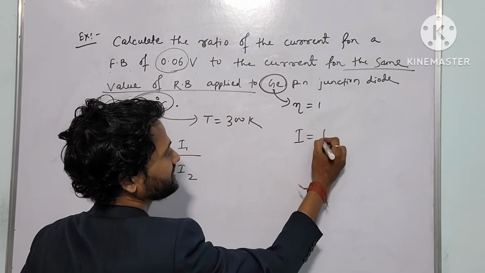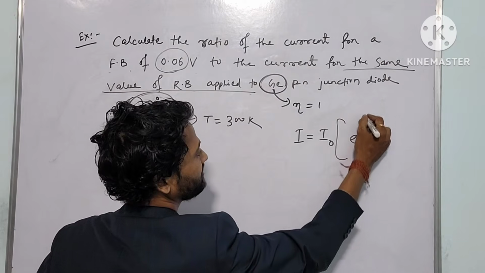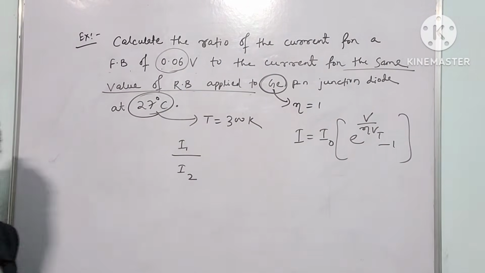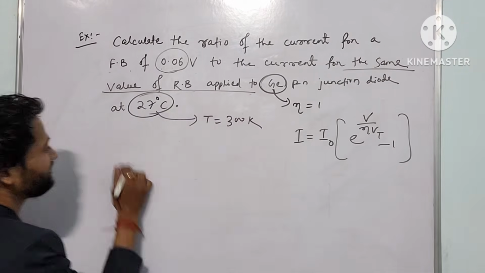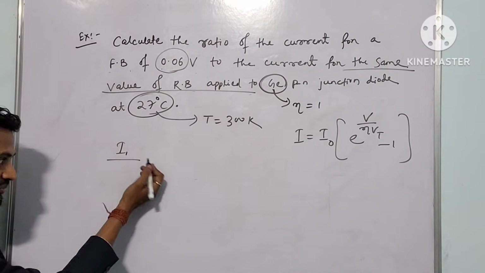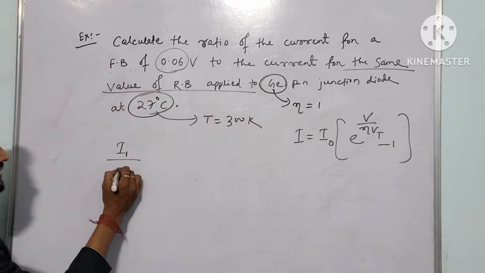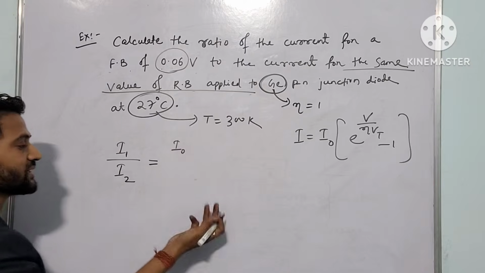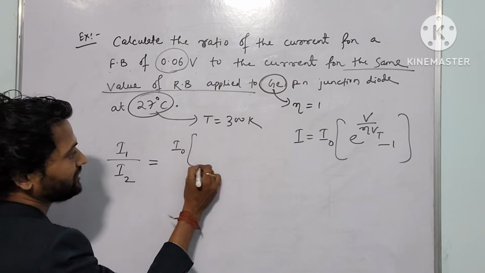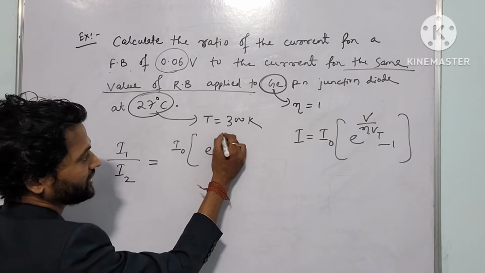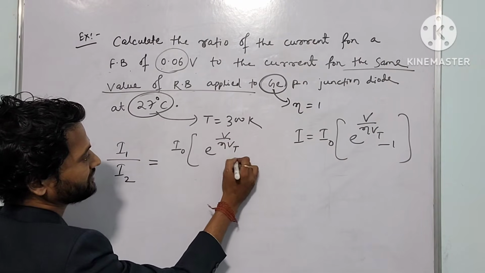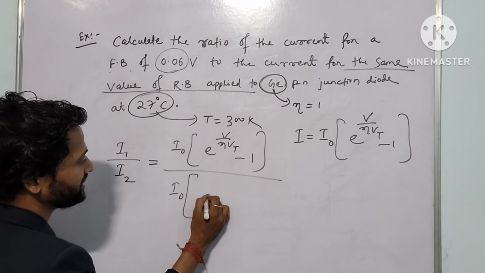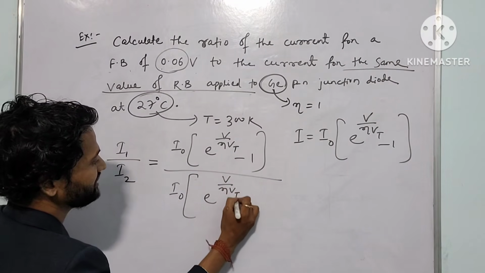What was the standard expression of I? I naught into e to the power V by eta Vt minus 1. Yes or no? So what is I1 by I2? I1 means current in forward bias condition. I2 is current in reverse bias condition. So it will be how much? I naught, the saturation current will be the same for both. I naught into e to the power V by eta Vt minus 1. In reverse bias, it will be e to the power V by eta Vt minus 1.